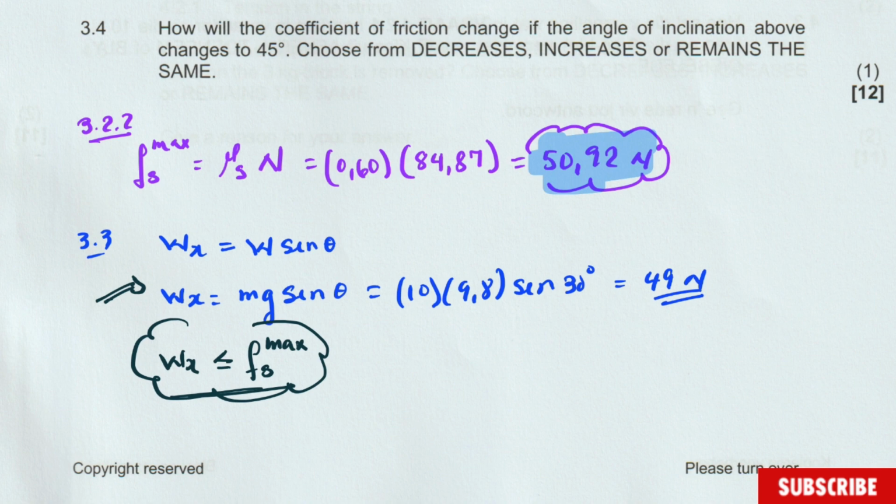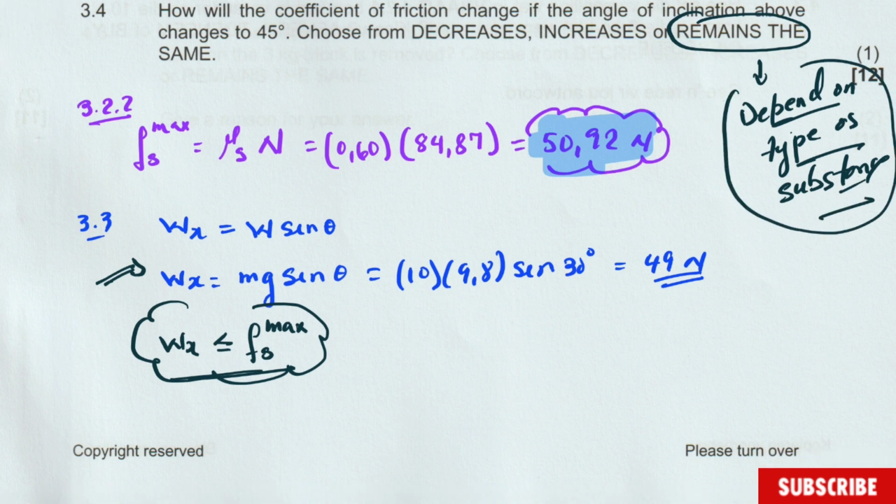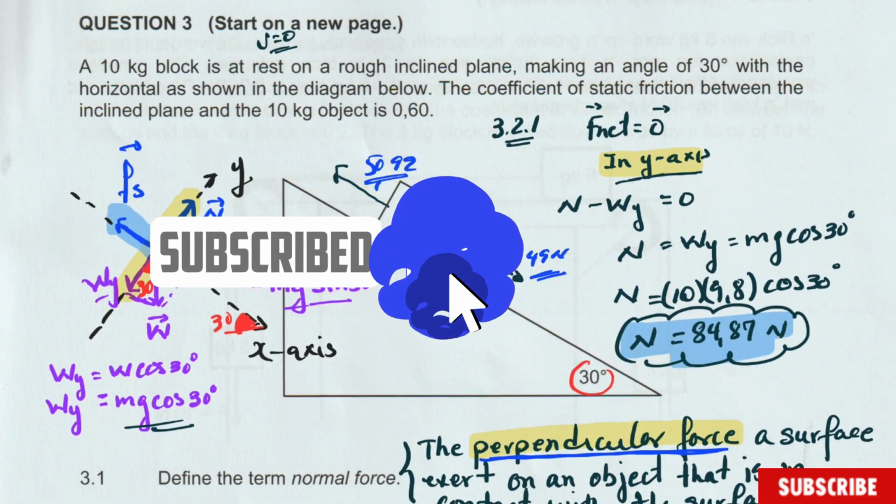Question 3.4, how will the coefficient of friction change if the angle of the incline above changes to 45? Guys, in this case it remains the same, because the coefficient of friction does not depend on the angle. The coefficient of friction depends on the type of material. The coefficient of static friction only depends on the type of material or substance. Guys, this is question 3. I hope it helped. It's a quite simple question.